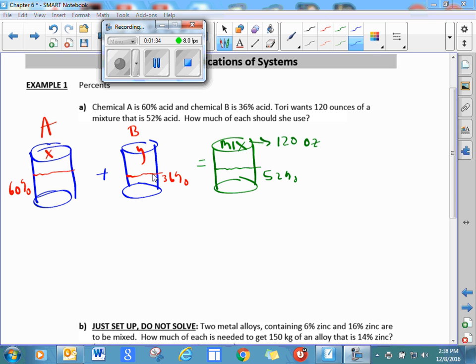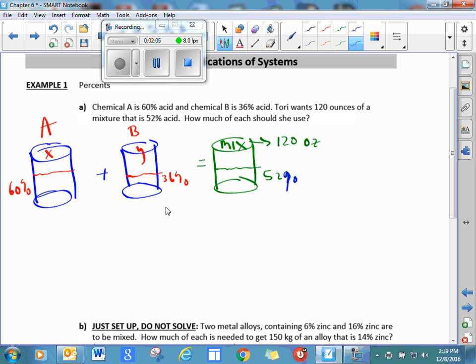So together we're going to create a mixture, which is my green beaker, that's going to have some of both. It's going to have 120 ounces total. So we know exactly how many ounces are in our mixture. We don't know how many ounces are in these guys over here. But in our mix, we've got 120 ounces. And of that 120 ounces, 52% of it is going to be acid. So this is a pictorial representation of what it is we're doing.